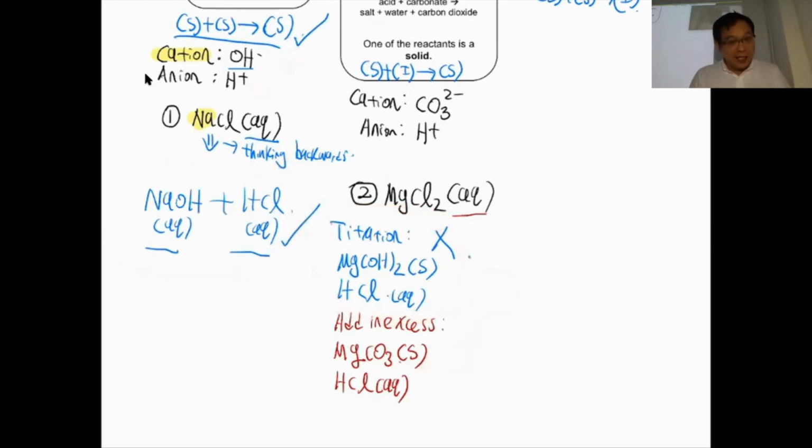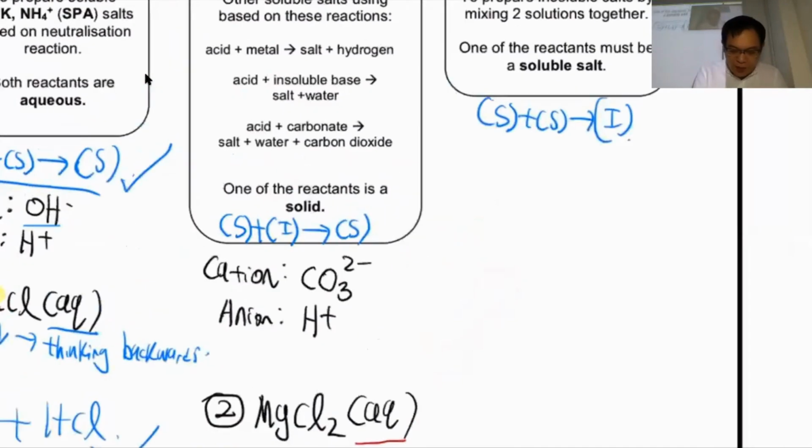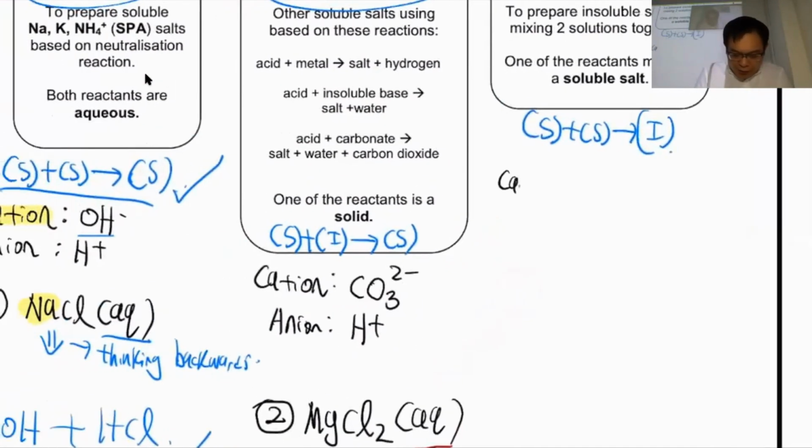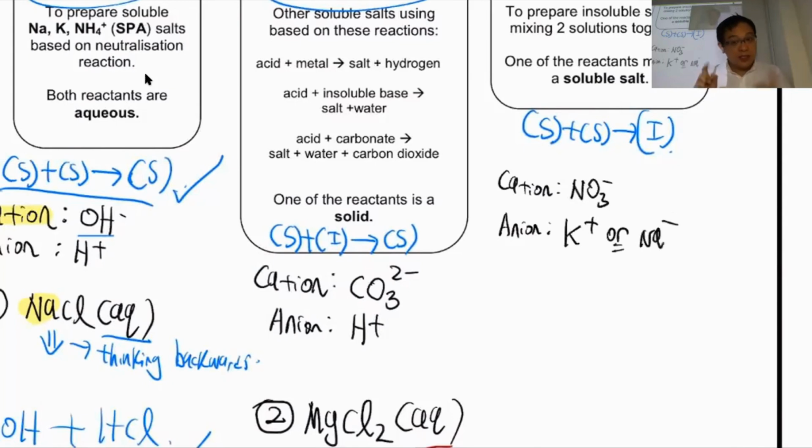Let's take a look at the last one. Precipitation. So for precipitation, what you need to do is make the changes. Your cation will bond with nitrate. Like I said, this is a strategy. There are many methods to work on it, but I realize this is the best method so far. Your anion will bond with K plus or Na plus, either one of them. So this is like a strategy, K plus or Na plus.